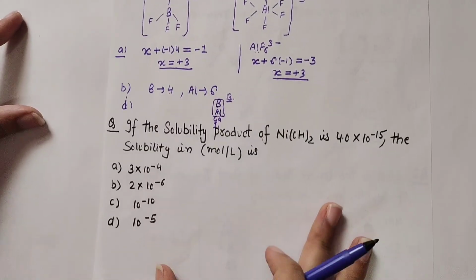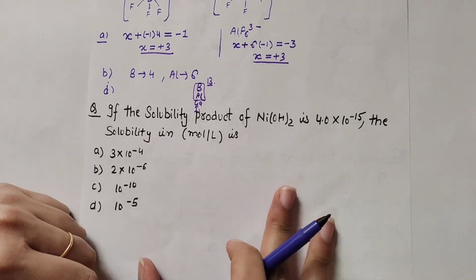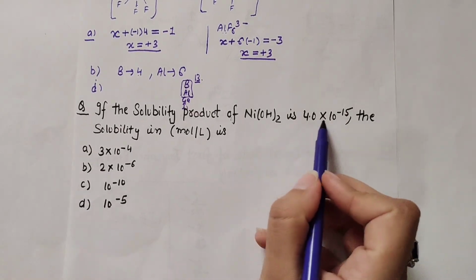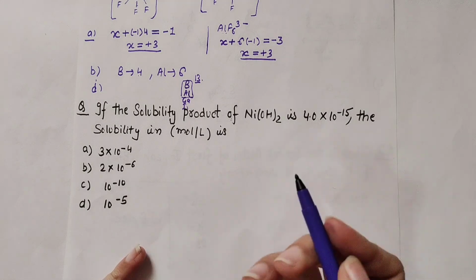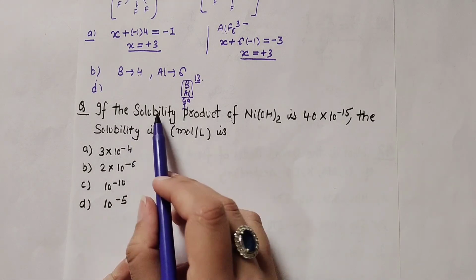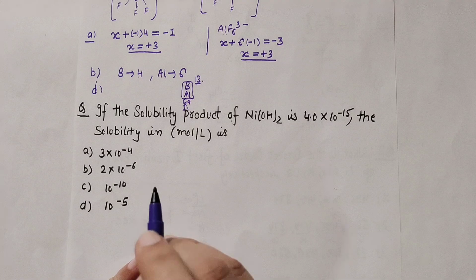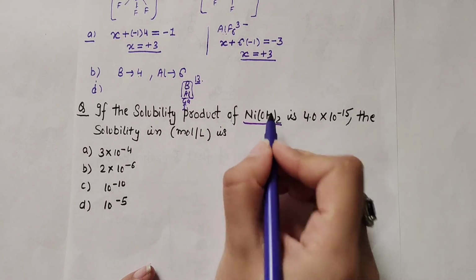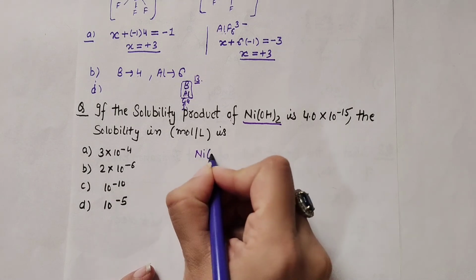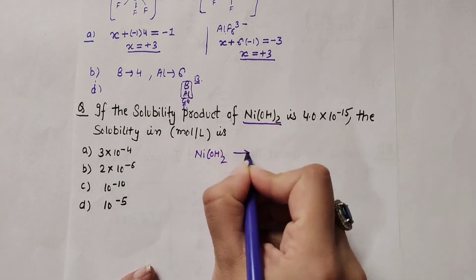Okay, so the next question is, if the solubility product of Ni(OH)2 is given as this, what is the solubility in mole per liter? We have to find the solubility, and we have been given the solubility product. So for this type of question, we should know the dissociation, how this molecule will dissociate. Now we know that Ni(OH)2 will dissociate like this.